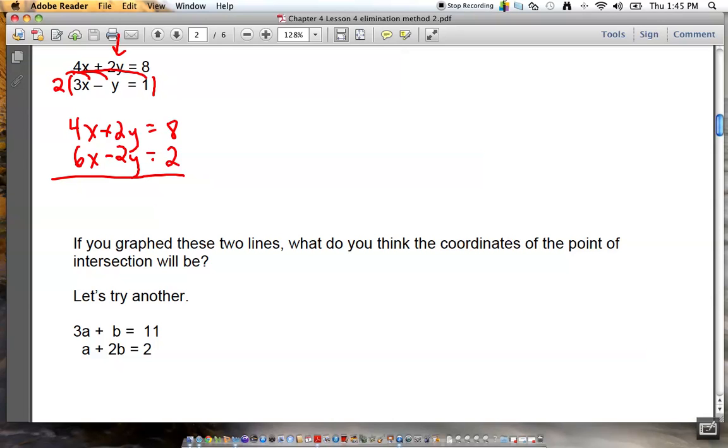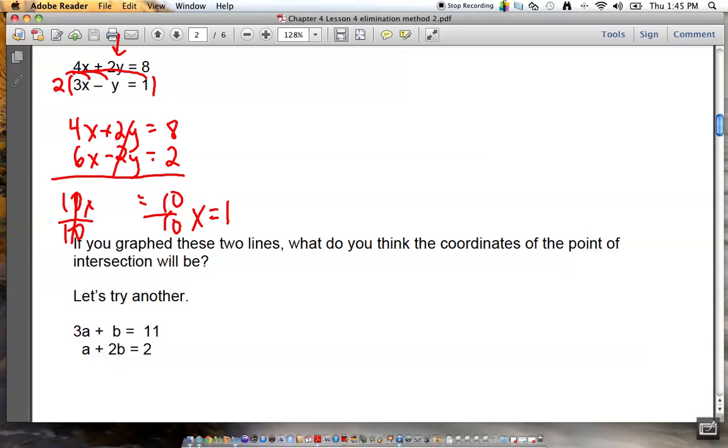So, I add them up, what's 4x's plus 6x's? 10x's. Good. And what is 8 plus 2? 10. Divide by 10, x is 1. Am I done? No, what do I have to do now? Gotta go back and get y. Good, I can use either equation.